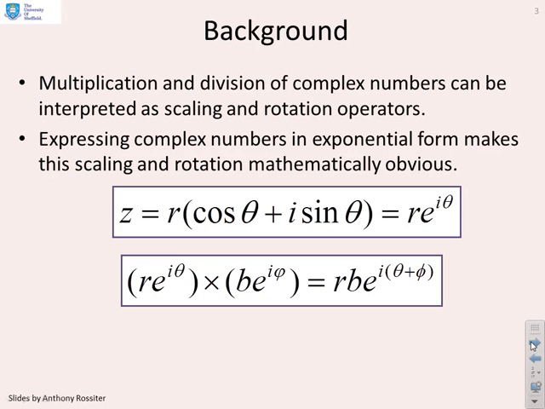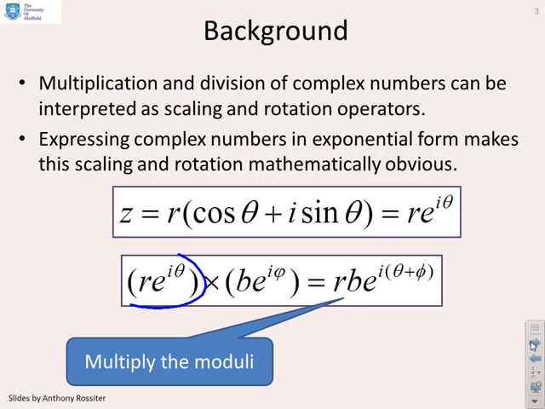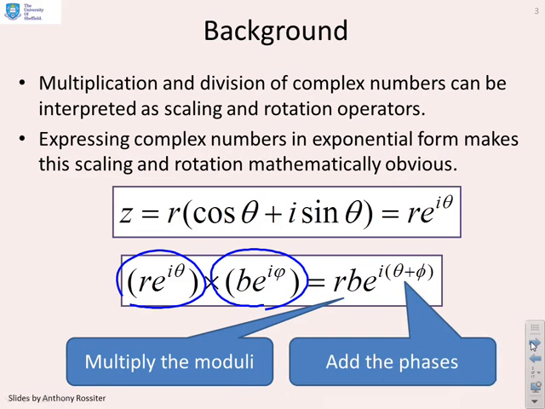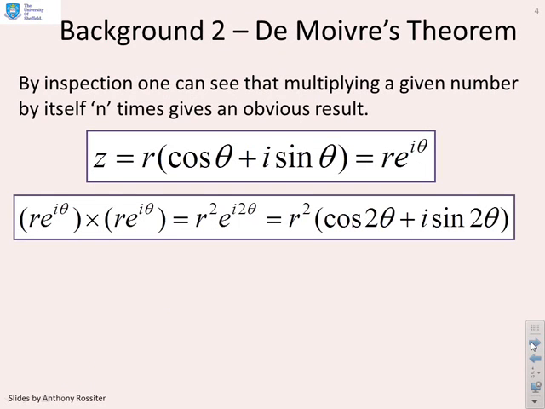Some background then, just to remind you that if you multiply two complex numbers together, as you'll see at the bottom here, I've multiplied this complex number by this one, then the modulus of the product is the product of the moduli, and the phase of the product is the sum of the phases, and that's a result we use later on. Now, where does de Moivre's theorem come in? We're going to use this rule for multiplying two complex numbers.